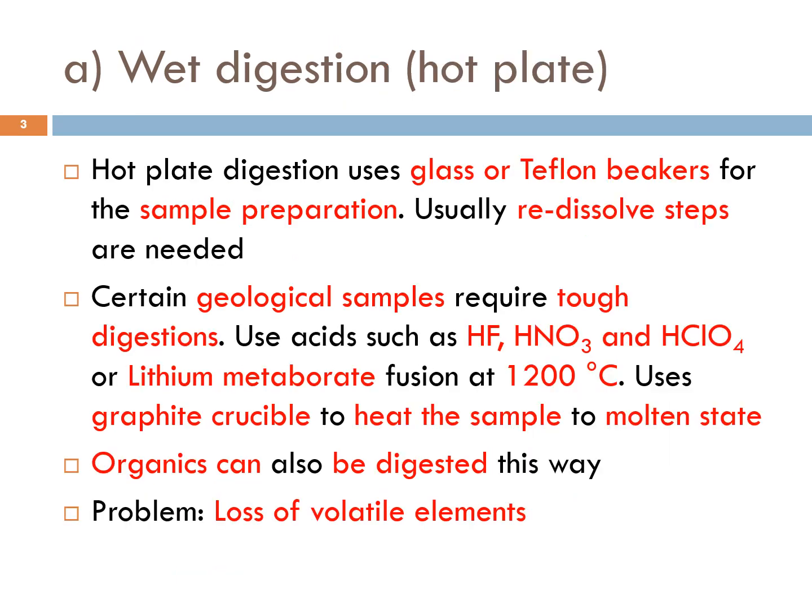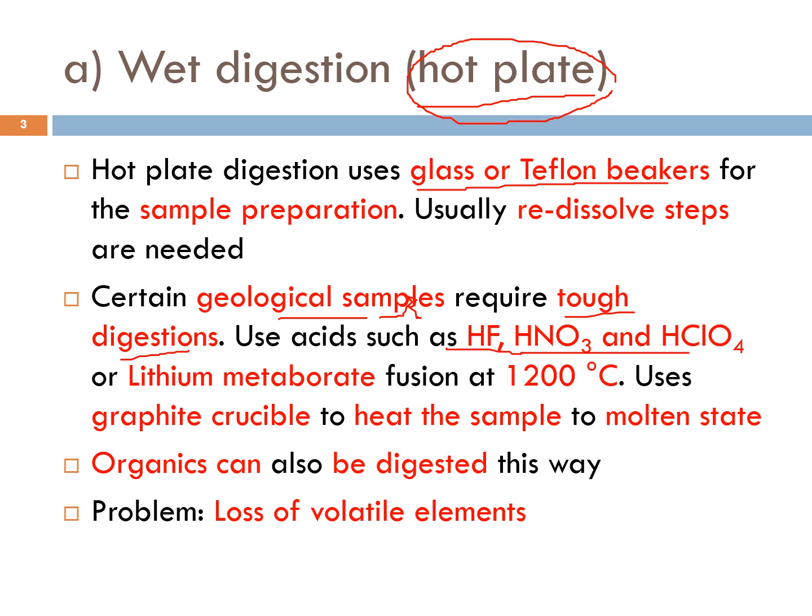Okay, so untuk wet digestion guna hot plate, it is the same thing. The concept dia, your sample is mixed with acid and apply temperature in the hot plate. Okay, the sample container used for this method is glass or Teflon beakers. And untuk geological sample macam rock atau batu, dia require tough digestion. Dia akan guna this type of acid and will be heated at very high temperature, 1200 degree Celsius, and this sample need to use the container from graphite crucible.